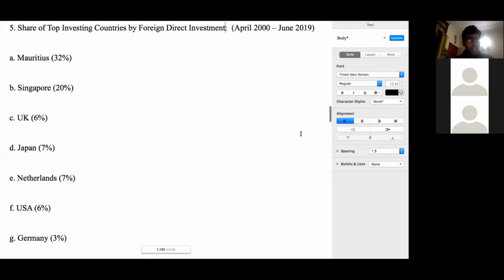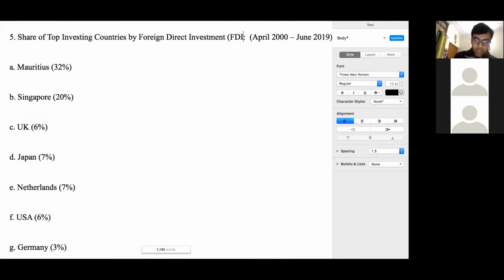Okay, so these are the major top countries by foreign direct investment, FDI, in India during this period, April 2000 to June 2019. If we consider the entire 20 years of FDI, then nearly 32% of all FDI in this period was done by Mauritius, and nearly 20% of all the FDI in this nearly 20-year period was done by Singapore, or basically was done by companies that were registered in Singapore.